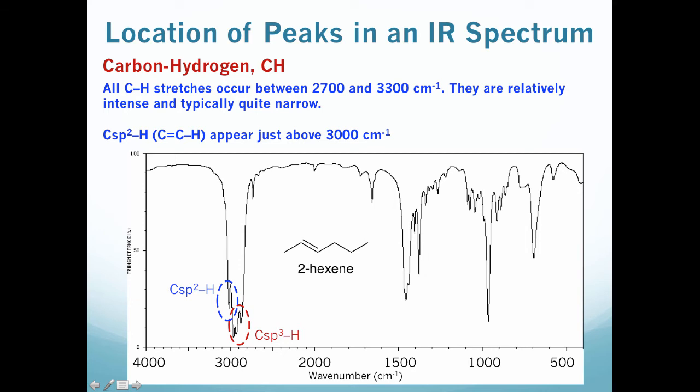Now, if we move from sp3 to sp2 hybridized carbon-hydrogen bonds, carbon sp2 hydrogen bonds appear just above 3000 wave numbers. So that's going to be these hydrogens that are attached to the alkene.